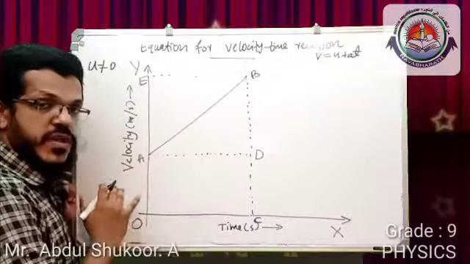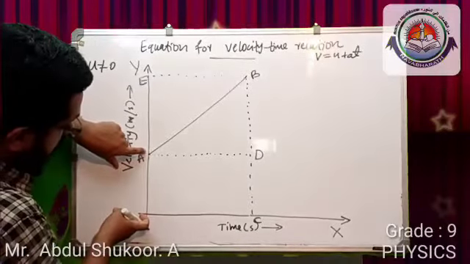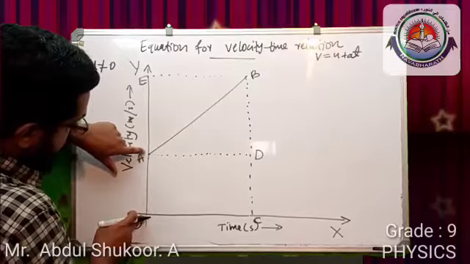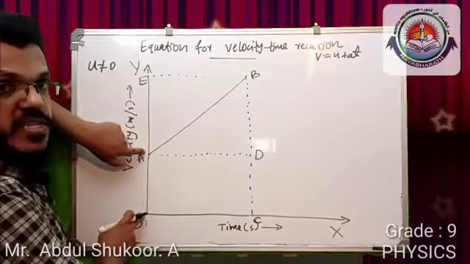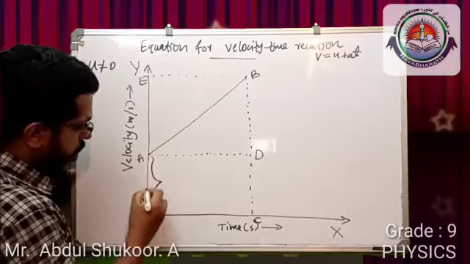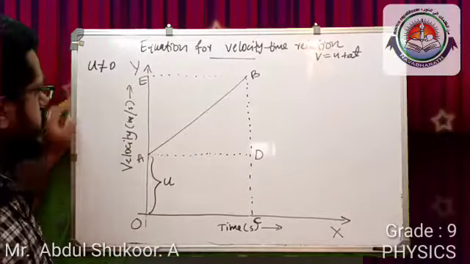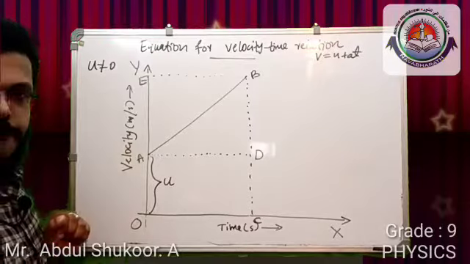What is the value of the initial velocity? The length of OA is the value of the initial velocity. OA is represented by the letter u. u is the initial velocity, that is not equal to 0 here.